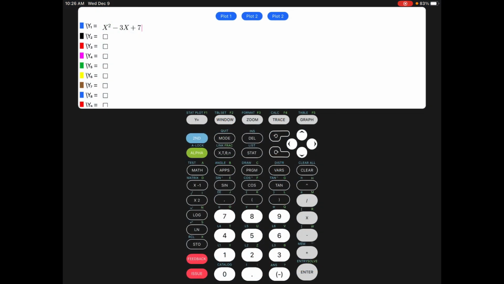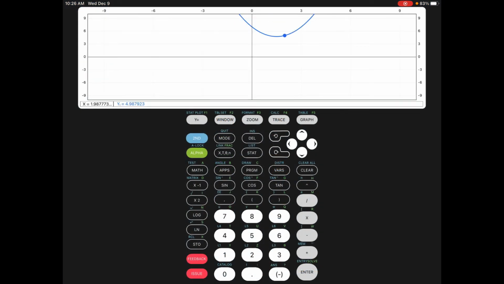So when I graph it, there you go. It opens upward and it's above the x-axis. It has no x-intercepts. And we call that a positive definite graph. It's always positive.